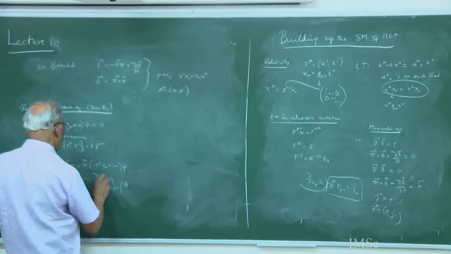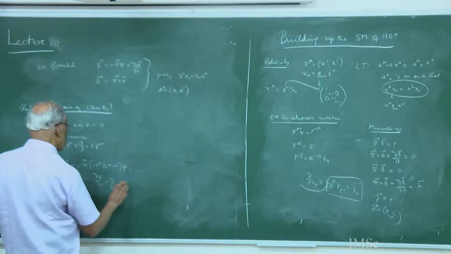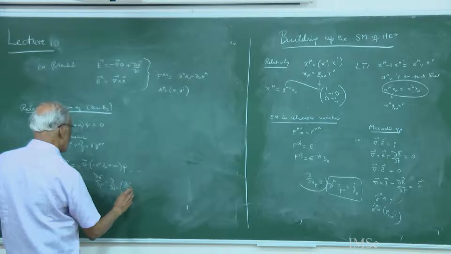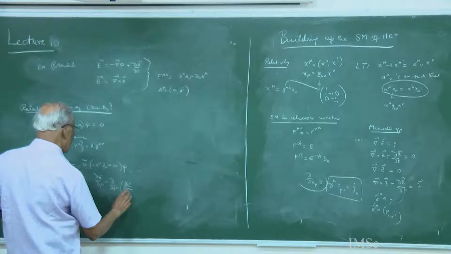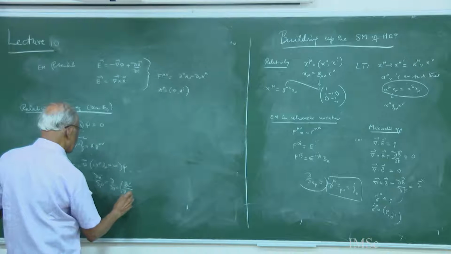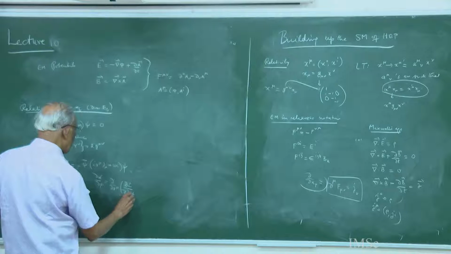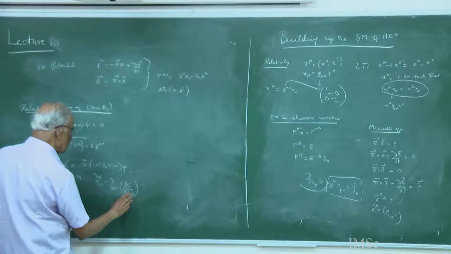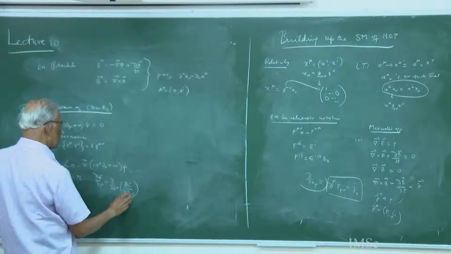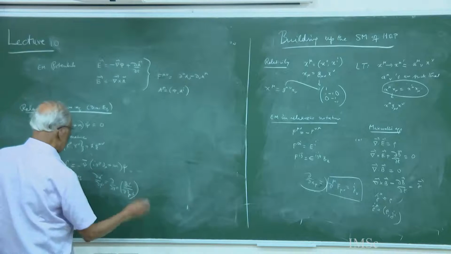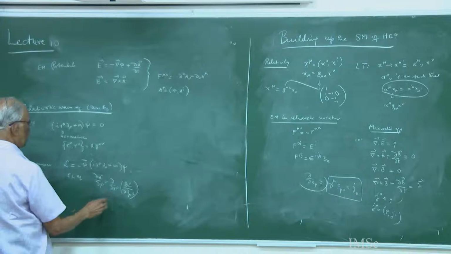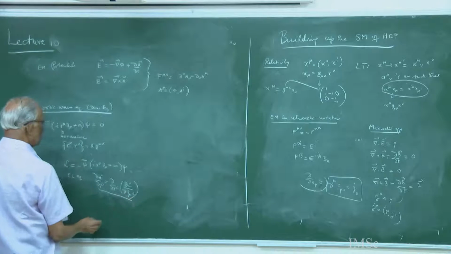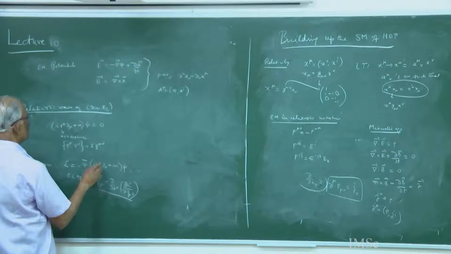I have written a curly L because they are actually Lagrangian densities. Lagrangian density divided by differentiation with respect to this derivative, let us say ∂_μ psi. This is the Lagrangian density differentiated with respect to the derivative of psi, and then differentiate it, and that should be equal to this Lagrangian. Do this as a simple exercise and show that from this follows.